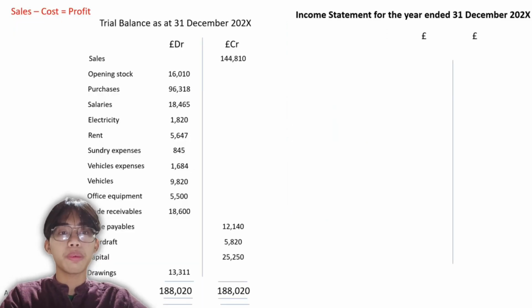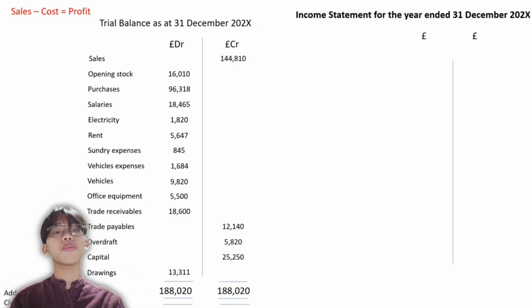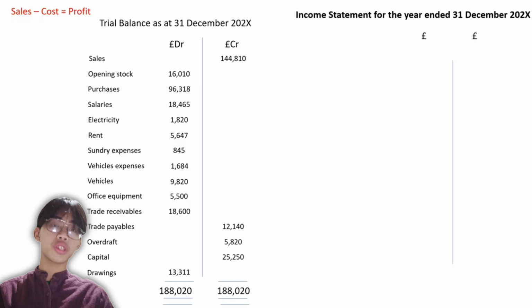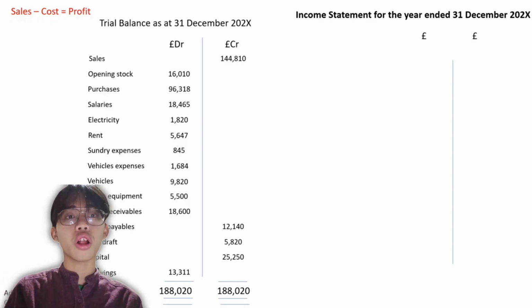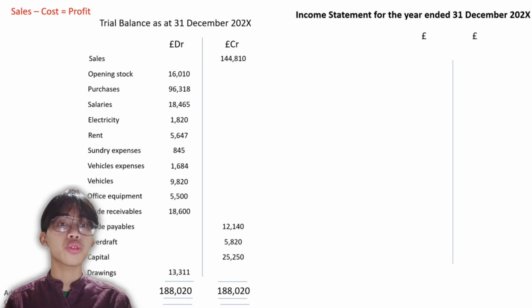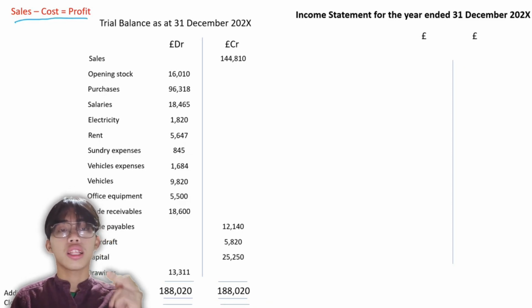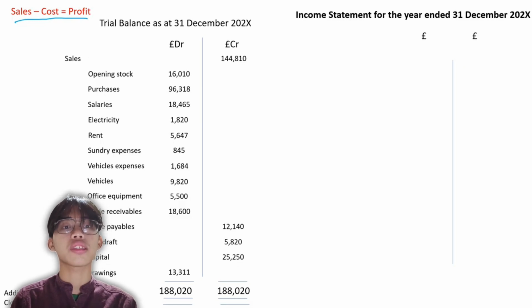The first step would be to write down the title, which is Income Statement for the year ended December 31, 2020, whatever year it is. It is always the same title, guys. Then the next step is, of course, to create two columns. The left column represents the total of individual accounts, and the right column represents the total of the categorical accounts, which are sales, profit, cost of sales, the net profit, as well as the expenses.